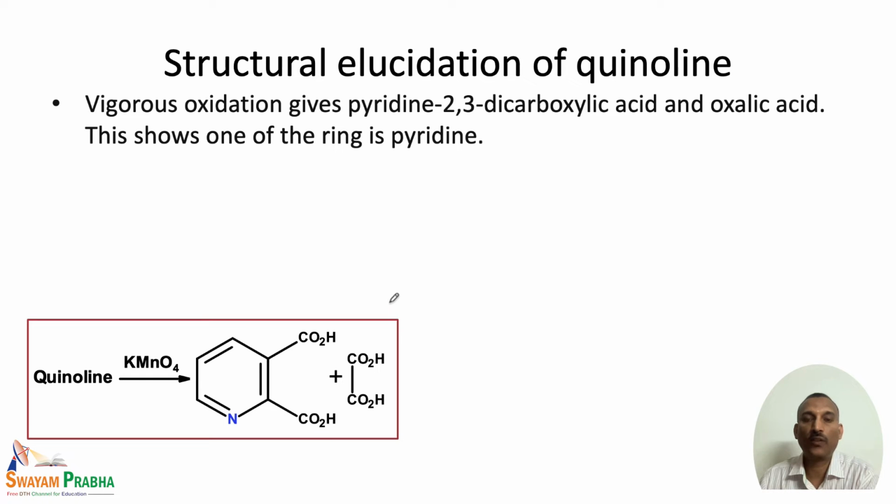And let us continue with other studies also, because we only now know 2 rings are there. One is a benzene ring, another one is a pyridine ring. How they are connected, all these things we are not aware of. Now, we are going to deduce that one by one.